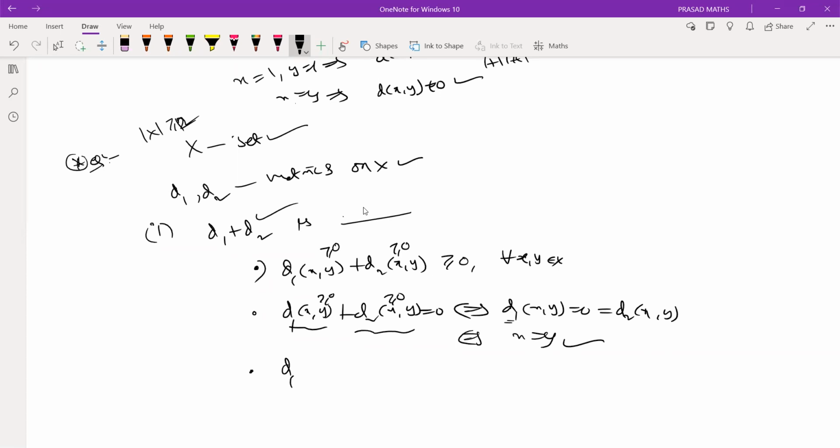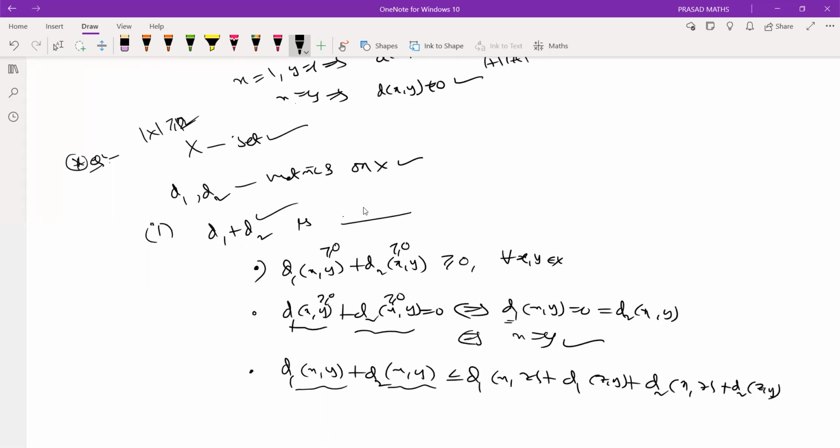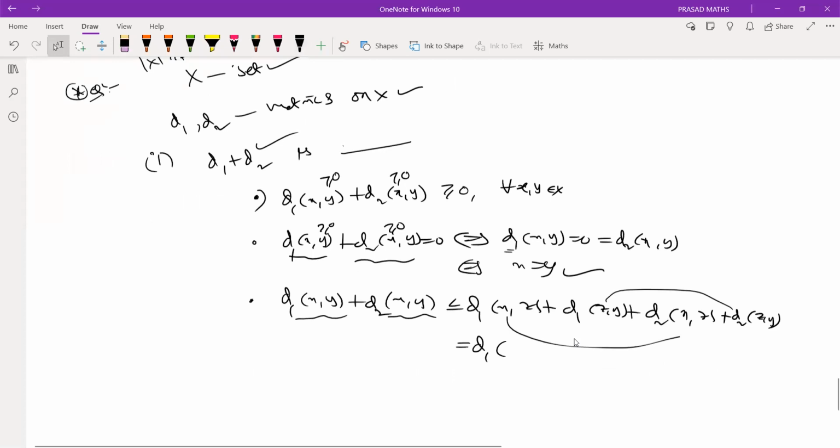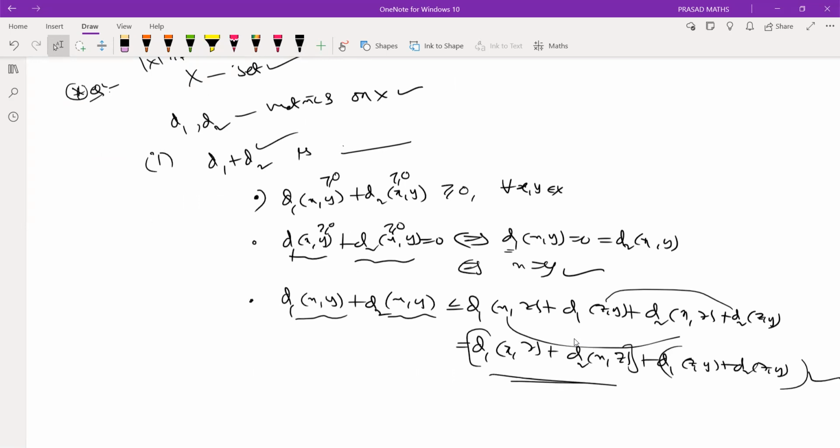What is the triangle inequality? You start with 3 elements. But you know that D1 is a metric. Therefore, this is always less than or equal to D1 of x comma z plus D1 of z comma y. You know that D2 is also a metric. Therefore, this is always less than or equal to D2 of x comma z plus D2 of z comma y. So adding this and this, it satisfies the triangle inequality: D1 of x comma z plus D2 of x comma z plus D1 of z comma y plus D2 of z comma y.